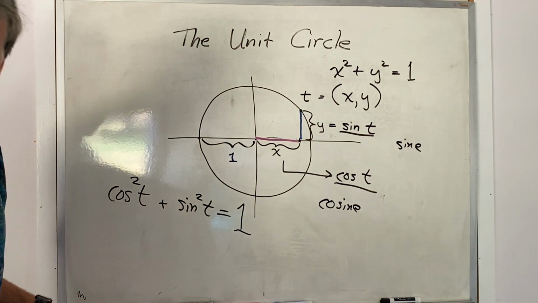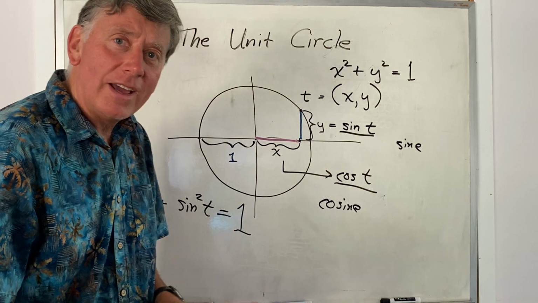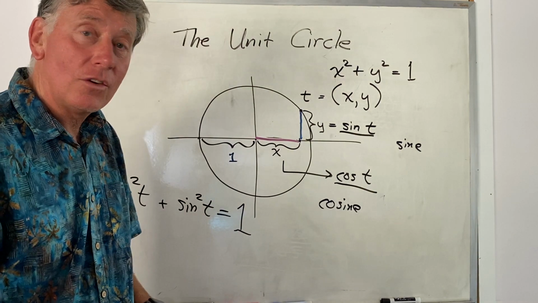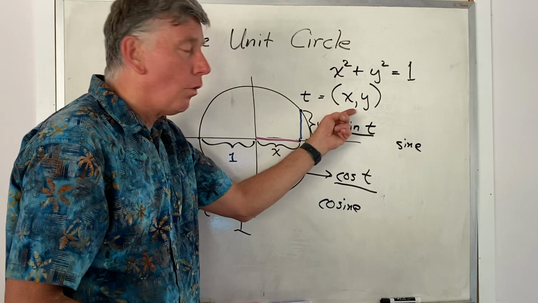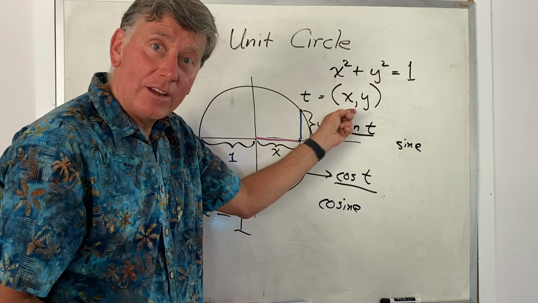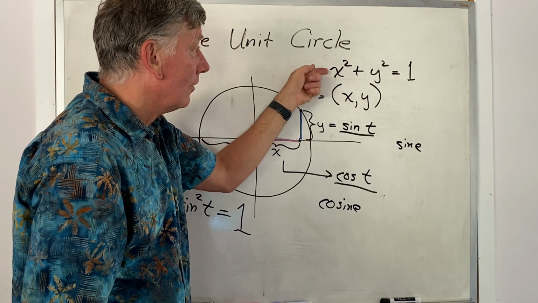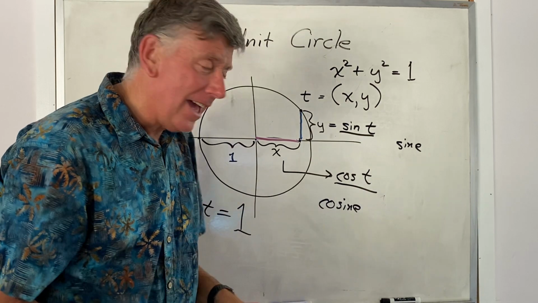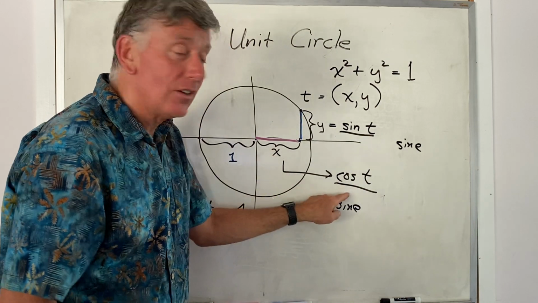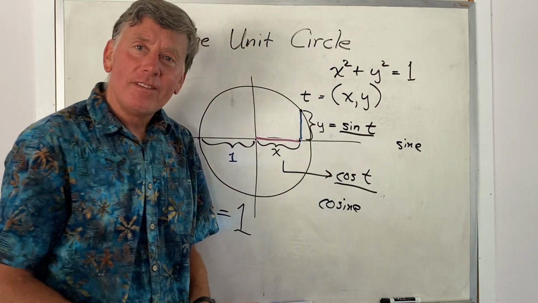You will see this a lot. I want you to just bear in mind what we've got with this unit circle. For every point T that we have on here, there's a corresponding x and y coordinate. And it is true that x squared plus y squared equals 1. And we call the x-coordinate the cosine of T, and we call the y-coordinate the sine of T.